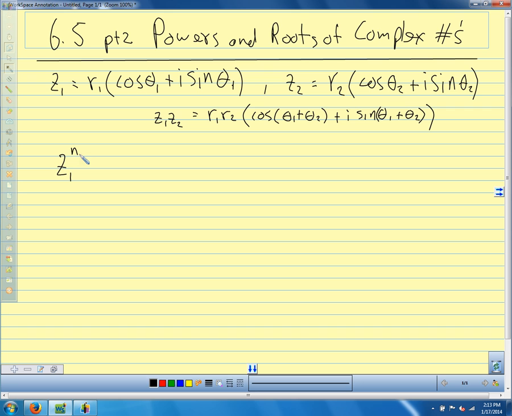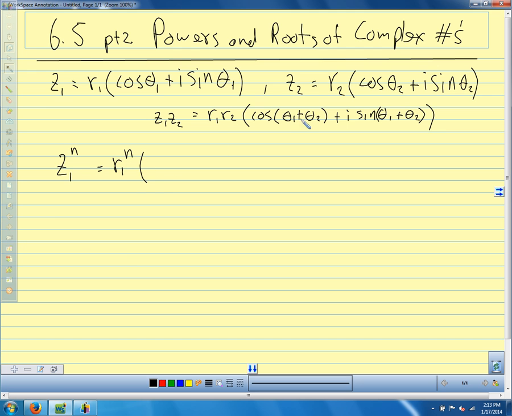Now let's think about what we would do if we were going to find z1 to the nth power. We're going to remember that finding a power of something is multiplying it repeatedly. So if we're multiplying z1 repeatedly times itself n times, we would get out in front r1 times r1 times r1, n times. So how would we write that? r1 to the n.